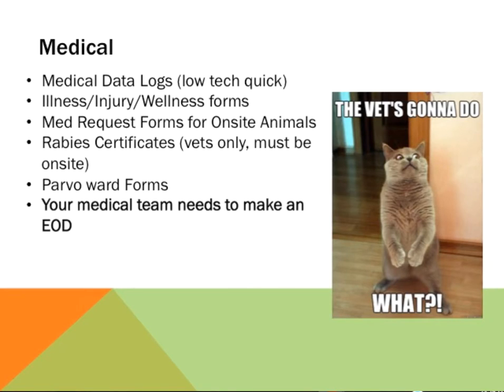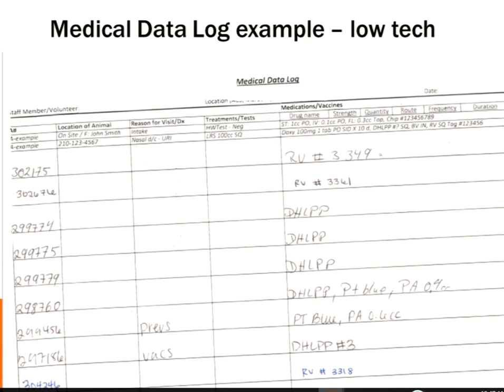This is an example of our medical data log. Super low tech. They didn't even fill this out properly, but it's fine. They've just got A numbers over here and what got done with them. So rabies vaccines, distemper parvo vaccines, flea meds, dewormers, whatever. This is such an easy way for your adoption counselors to track their medical.